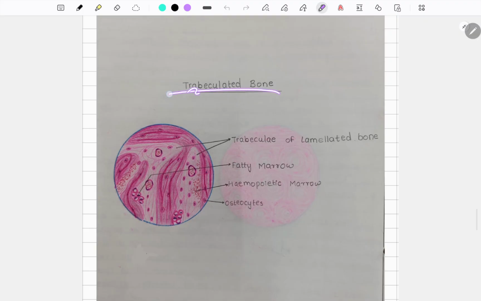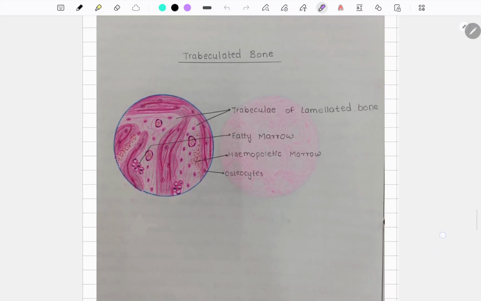Moving on to next, the trabeculated bone. So this is a cancellous bone with interconnected trabeculae connecting osteocytes in the lacunae and surrounded by the bone marrow spaces. As you can see, these are the trabeculae of the lamellated bone. Here you can see a fatty marrow and hemopoietic marrow also present, and these are the osteocytes which are present inside the lacunae. This is the trabeculated or spongy or cancellous bone.